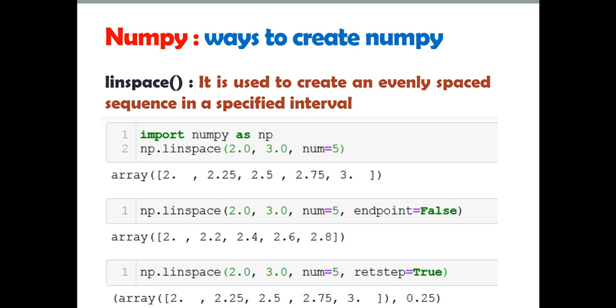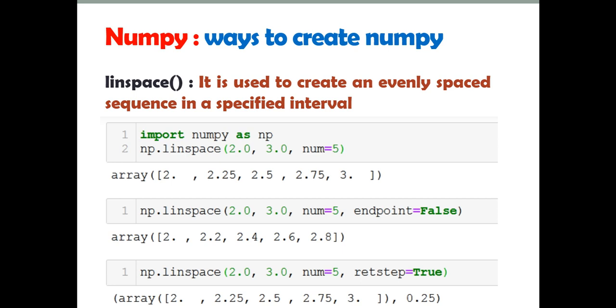Now, as I said, linspace is used to create an evenly spaced sequence in a specified interval. So these are the different examples that you can see. In the first, I have used np.linspace 2.0, 3.0 and num is equal to 5. Num is equal to 5 means the number of samples needed to generate within the interval. The default value is 50, but here I have used 5.